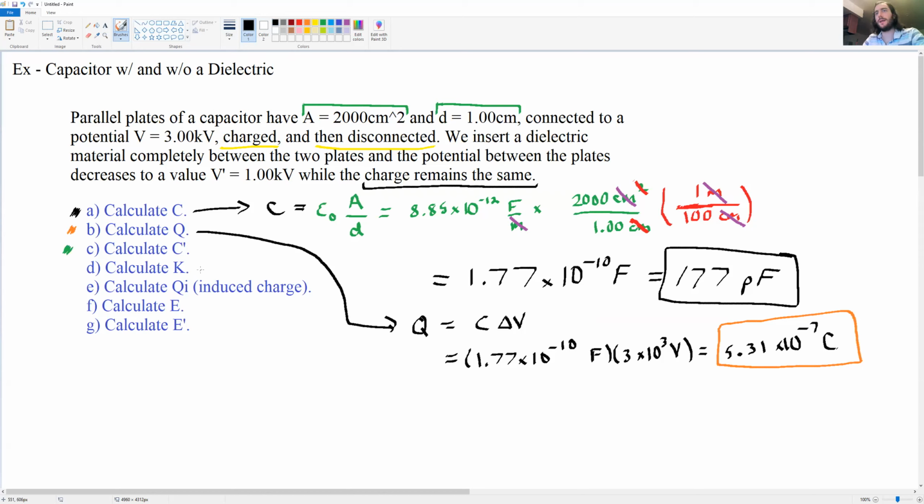How do we calculate C prime? Because apparently we can calculate C prime without first knowing what K is, without first knowing what the dielectric constant is. So how can we reason that one out? So we insert a dielectric material completely between the two plates, and the potential between the plates decreases to a value V prime while the charge remains the same. Anybody have any ideas on that one?